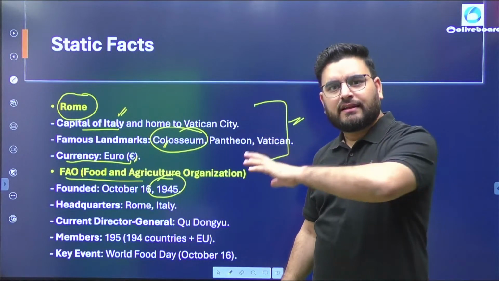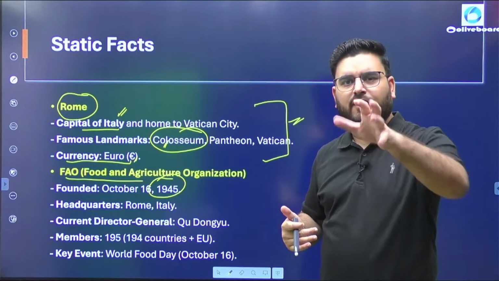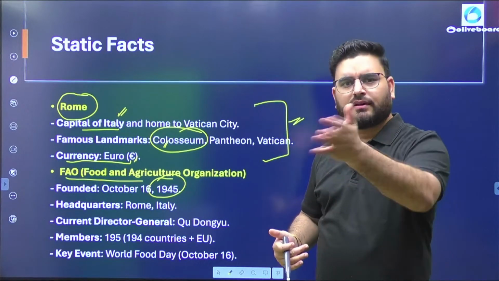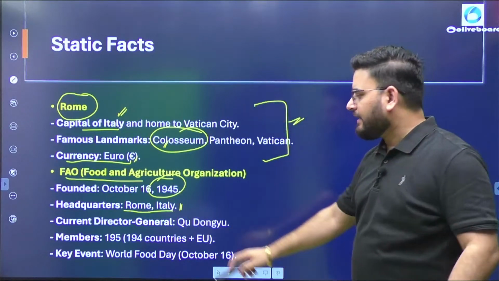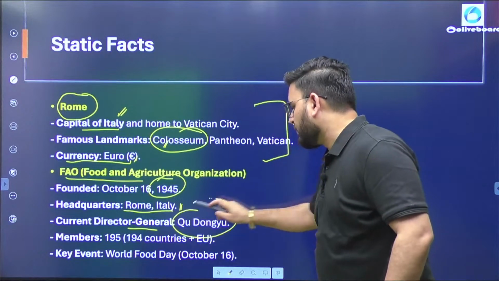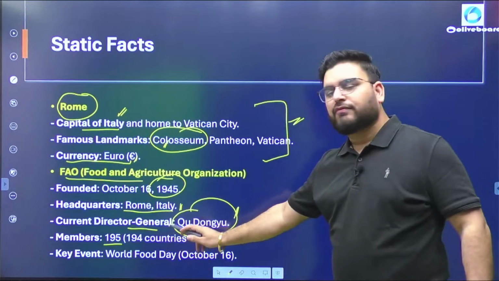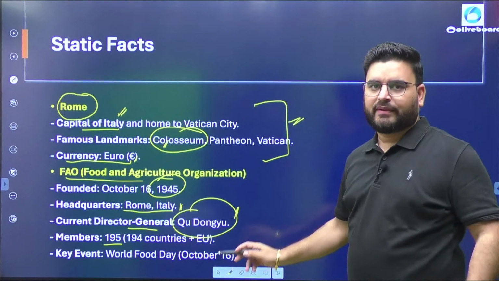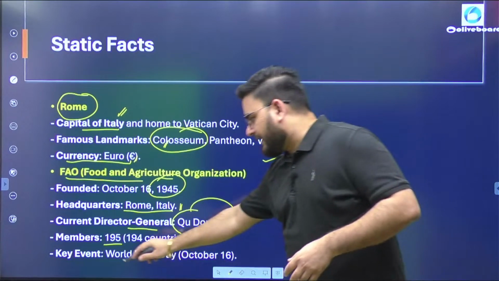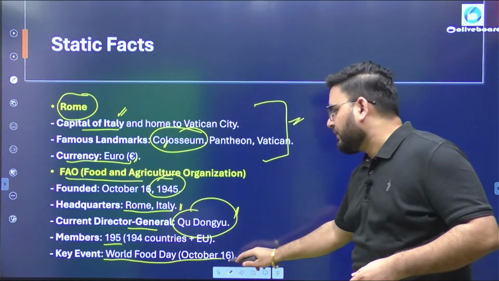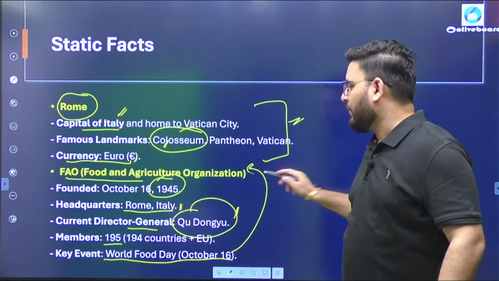Alright, so United Nations, FAO, these all things have been established around similar years, around 1945, post Second World War. The headquarters is in Rome, Italy, and the current director general is Hugh Dongue. Okay, and it has 195 members, 194 countries and the European Union. Okay, we will cover European Union in the other news also. And the key event is World Food Day, which is held on 16th of October. It is the initiative of FAO.